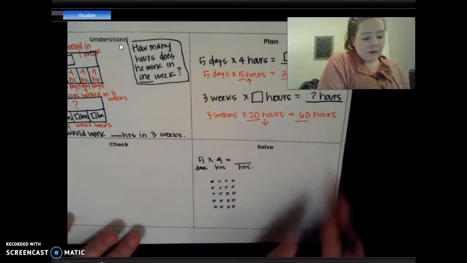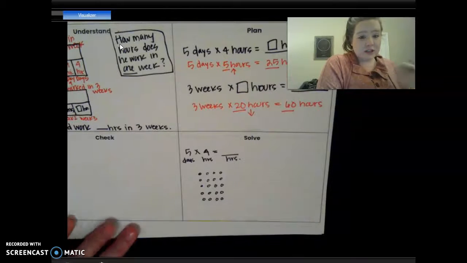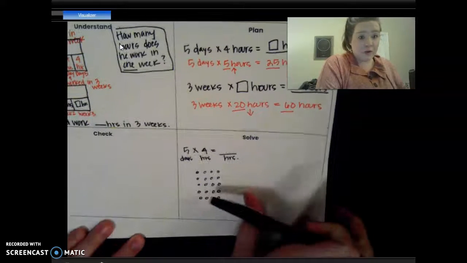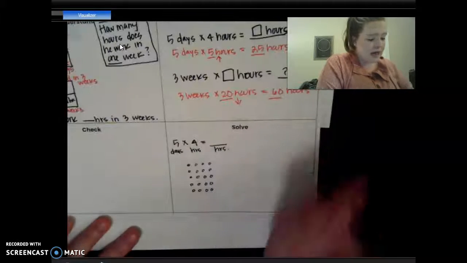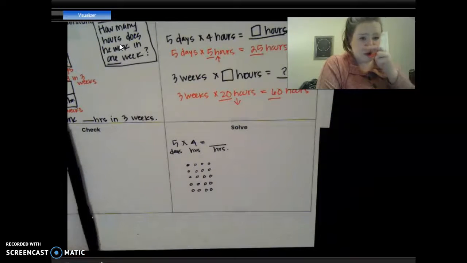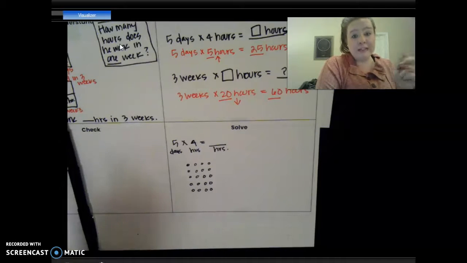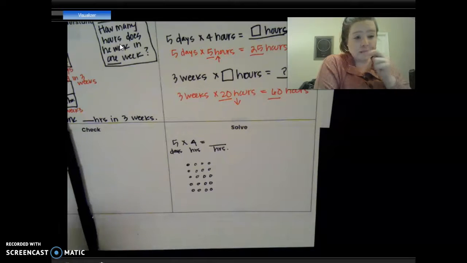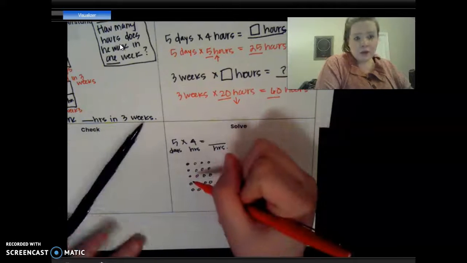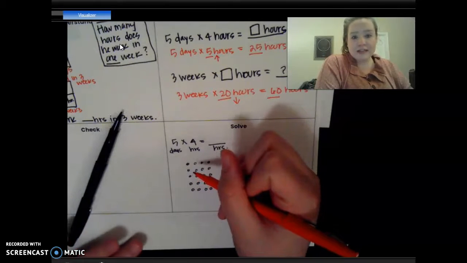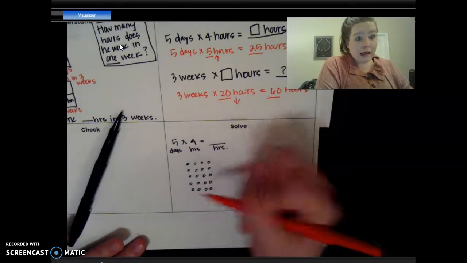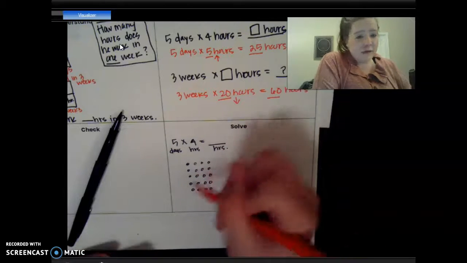Now, I'm going to give you an example of what an array doesn't look like just so we can refresh doing arrays, okay? I do not want to see this with your array. One, it's not what an array is, because an array is a pictorial model with rows and columns, okay? And it doesn't always have to be circles or dots. Sometimes it is stars or triangles or whatever it may be, okay?